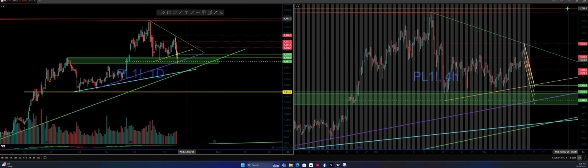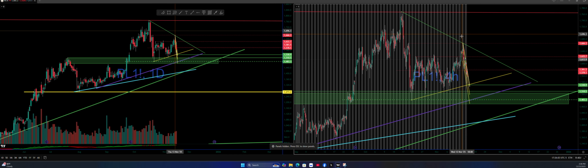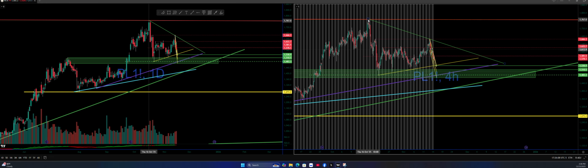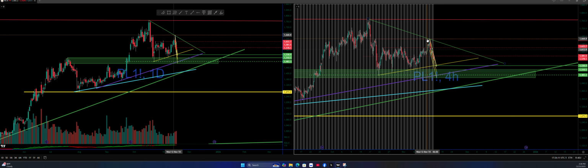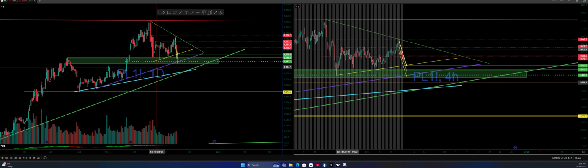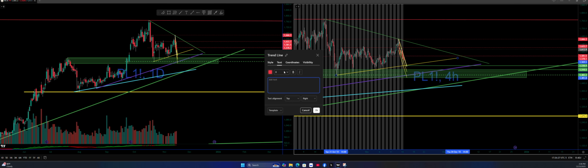Let's expand this. So now we have first touch point here on Thursday, October 16th. Second touch would be Thursday, November 13th, right? So this would be on watch. We have this yellow line down here, this trend line. So one touch, two touch, three touches. If this breaks, I will short this, right?